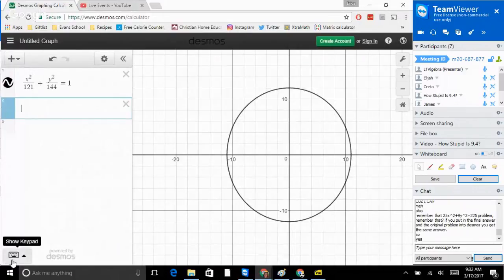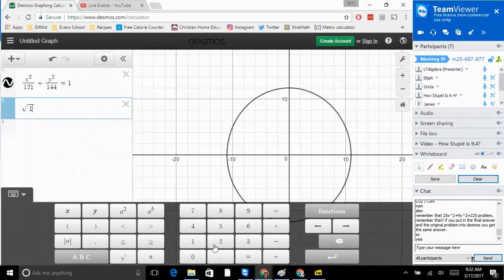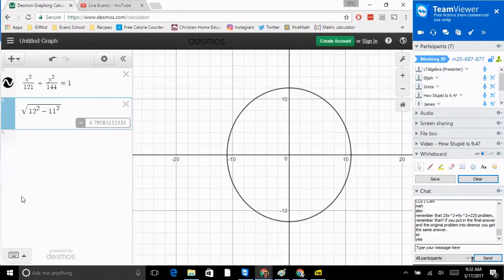C is going to be the square root of 12 squared minus 11 squared. So this is actually interesting. The focus points for this particular equation are actually at 0, basically 5. So about right here, and about right here.